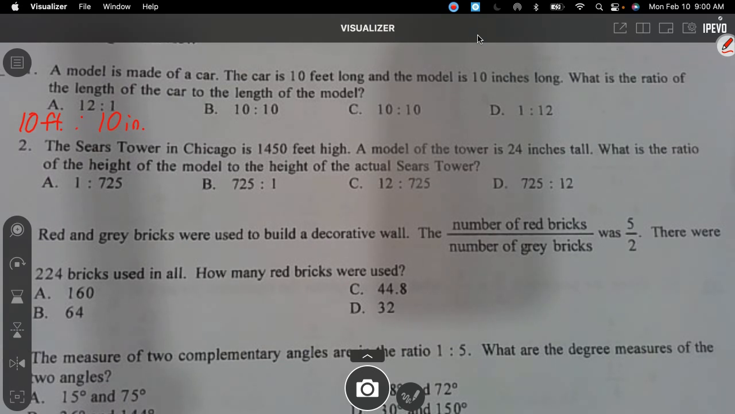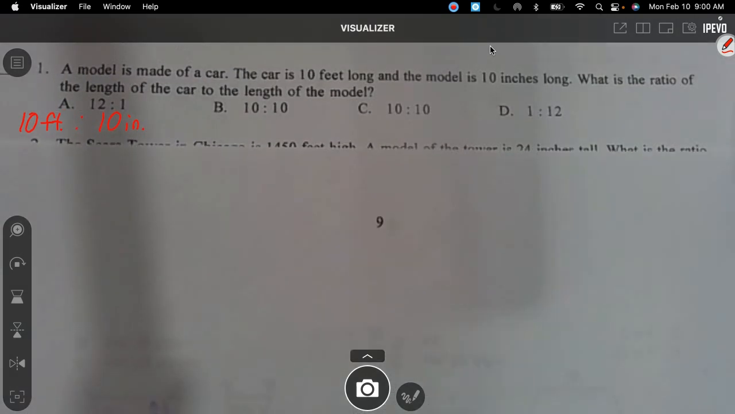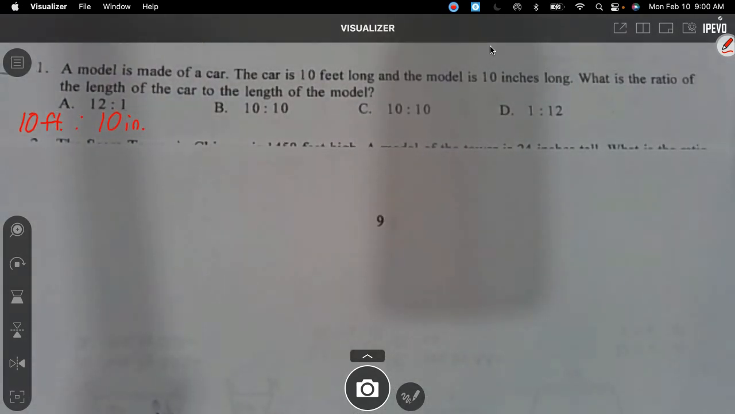12 inches in a foot. So you're going to multiply, right? 10 by 12. So if I do that, you get 120. Then you get 120 inches to 10 inches. Or if you want to write it as a fraction, you can. That might be easier. So what is it? 12 to 1. So that one is in that order, so your answer was A on that.